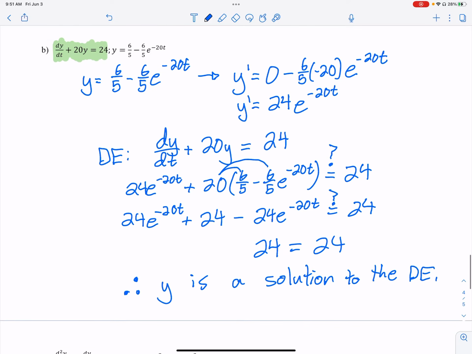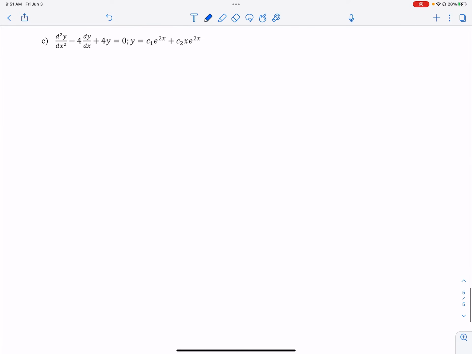All right, we're going to do one more in this video. It just looks pretty hefty. It's not too bad, though. All right, I'm going to highlight my DE so I can clearly see where everything is. There's my DE. So y is that crazy function here. All right, so y is c1 e^(2x) plus c2 x e^(2x).